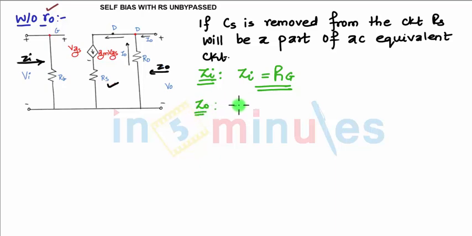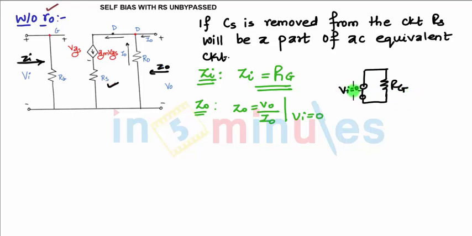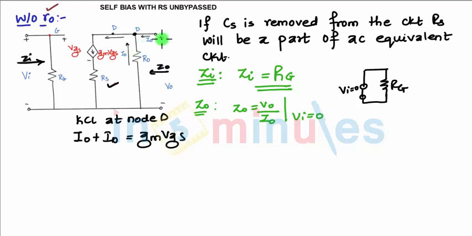Now we need to find ZO. How we can find ZO? ZO is output voltage upon output current, for input voltage VI to be 0. Now what input voltage 0 implies is you have RG, which becomes redundant in this case, and VI is 0. Now when I am applying KVL at the drain, I can write IO plus ID is equal to GM into VGS. Why? IO and ID are flowing towards D and GM VGS is flowing away from the drain. So IO plus ID is GM into VGS, right?